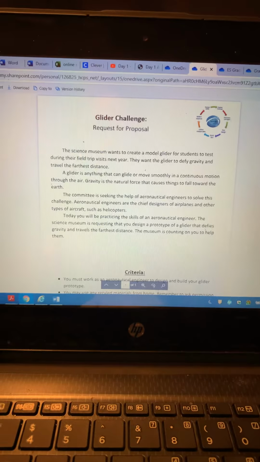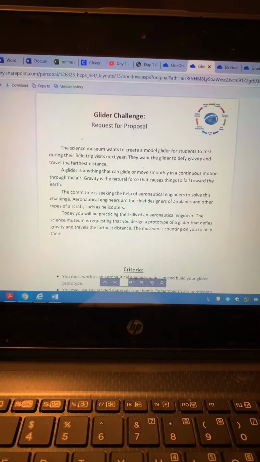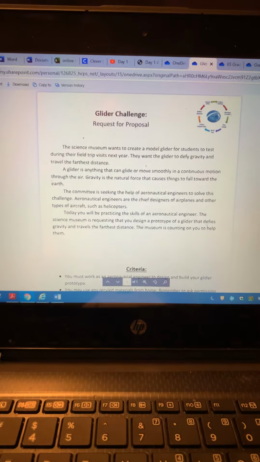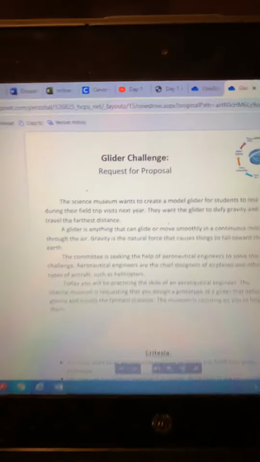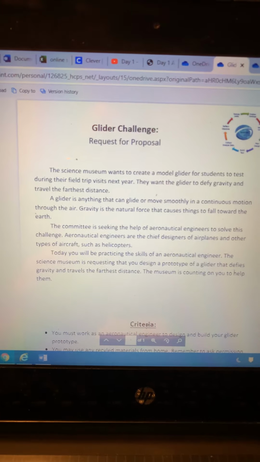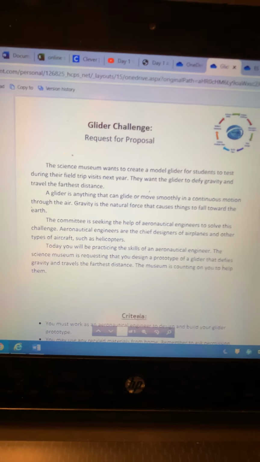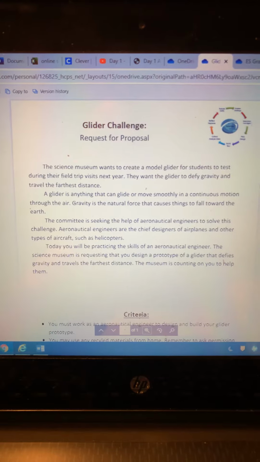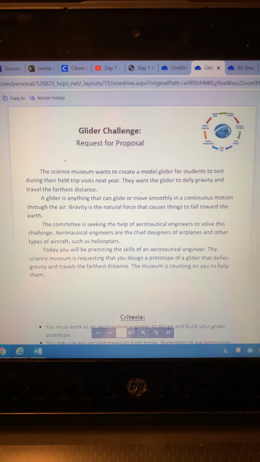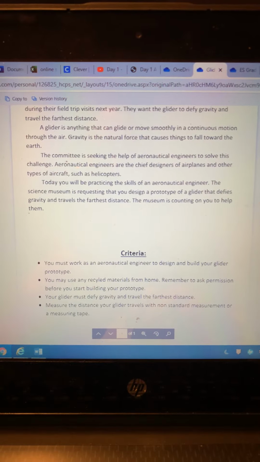Now we're going to talk about week 1, day 1 of our design challenge. Yay! You get to do a design challenge at home. So our first challenge is called the glider challenge. So on day 1, you need to read the request for proposal and look at the criteria that need to be met for creating your glider.